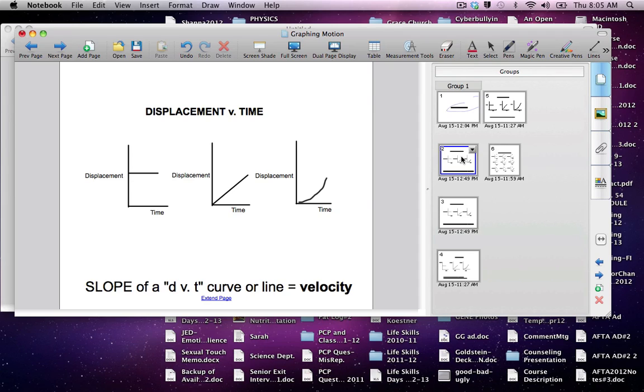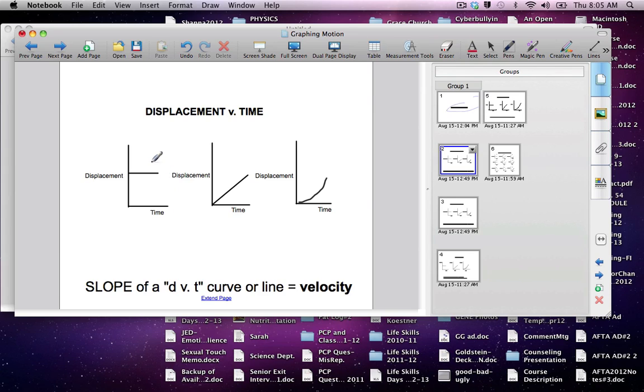What I'm giving you here are 3 slides, 3 graphs, 3 lines, 3 curves of displacement versus time. Now, if you look at graph number 1, where the pen is here, you can see that the vertical axis, the y-axis, measures displacement, and the x-axis measures time.